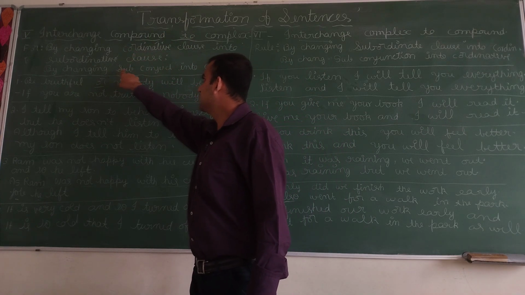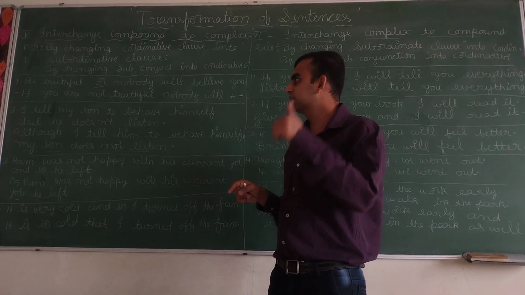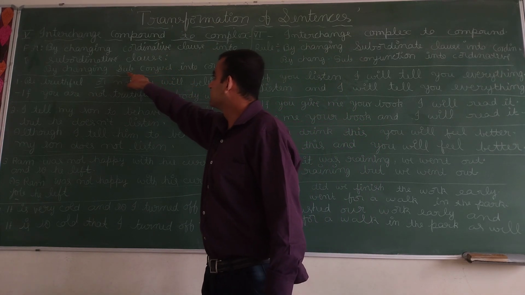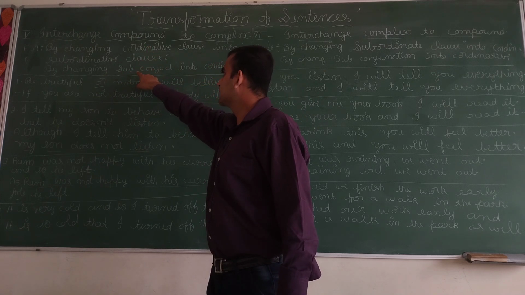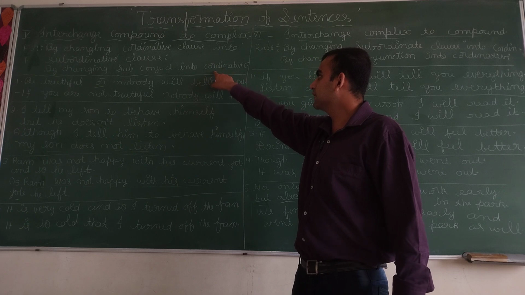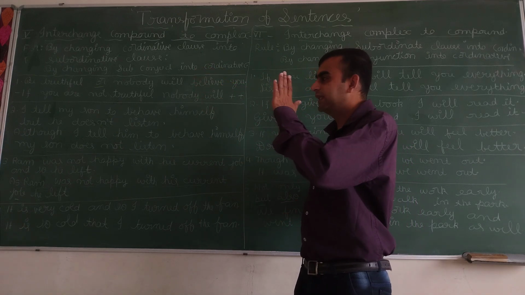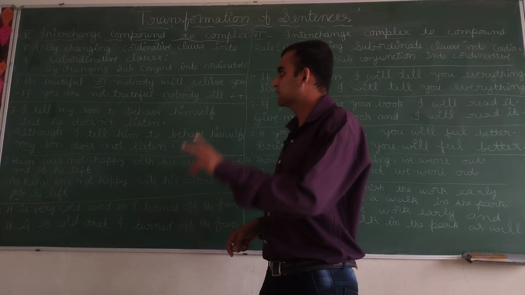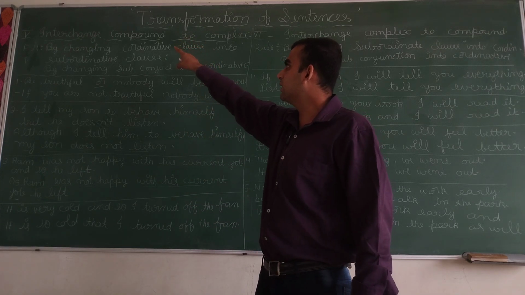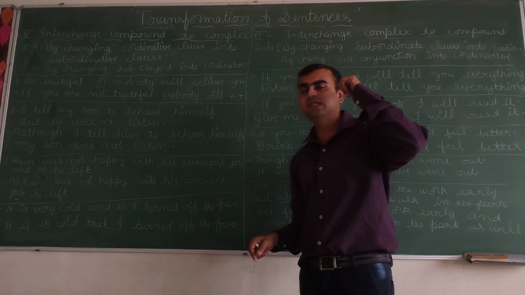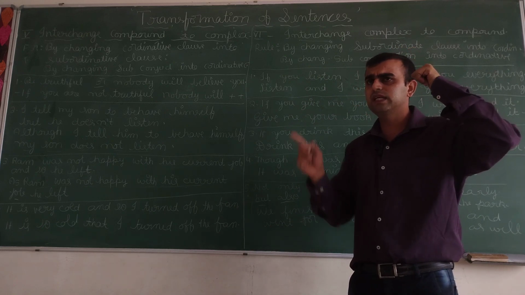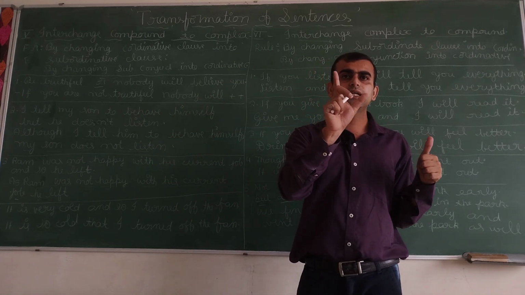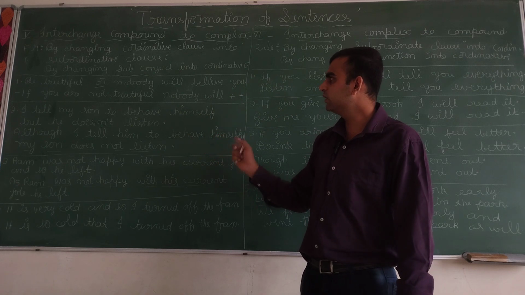The second is by changing a coordinative conjunction into a subordinative conjunction. There are two conjunctions: one is the subordinative conjunction, the second is the coordinative conjunction. For a compound sentence we use a coordinative conjunction. For a complex sentence we use a subordinative conjunction. These two methods we have to follow to interchange a compound sentence into a complex sentence. First, we change a coordinative conjunction into a subordinative conjunction. Second, we interchange a coordinative clause into a subordinative clause.